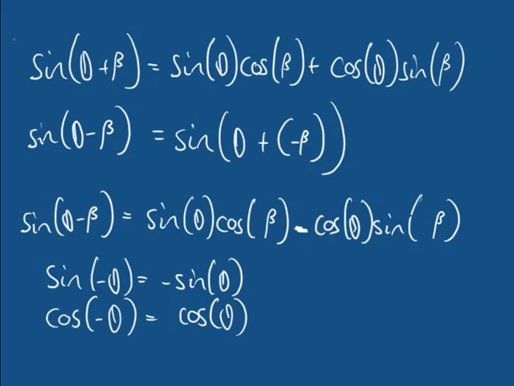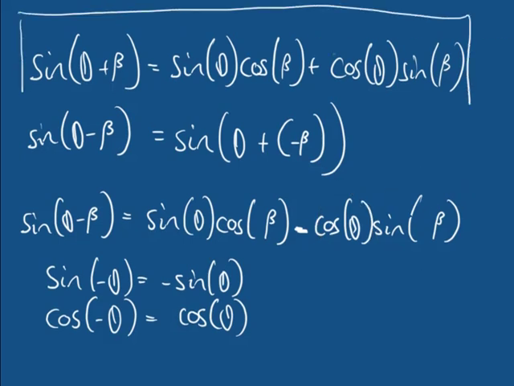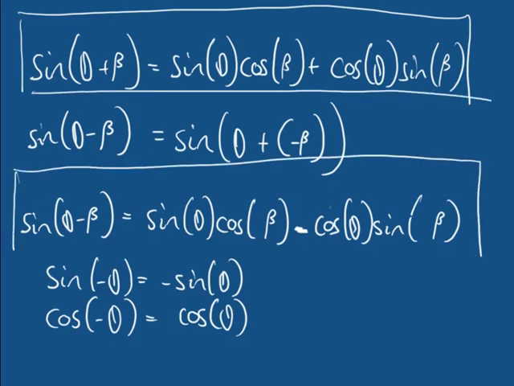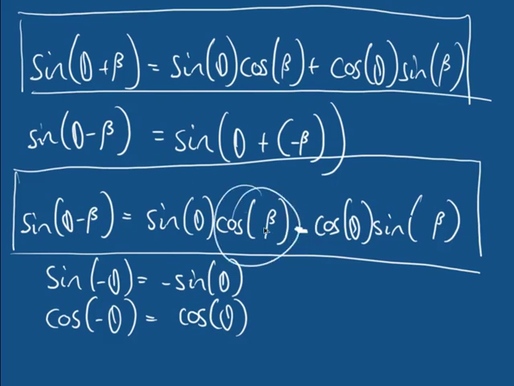So you'll notice from our two identities that when it's sine of theta plus beta, we have sine theta cos beta plus cos theta sine beta. When it's sine of theta minus beta, the only difference is we have a minus here. We still have sine theta cos beta, but we subtract cos theta sine beta. So this is our second compound angle identity.